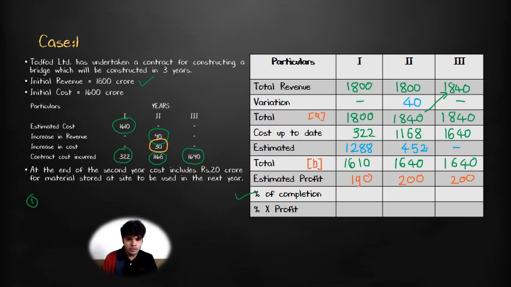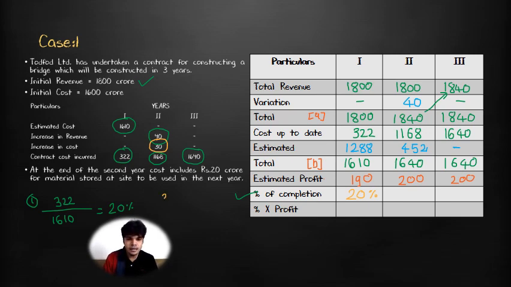Total cost up to the date, which was 322, divided by the total estimated cost of the contract. So I write 1610. As I do this, I will immediately know that this is 20%. Right? This is 20%. So let me write here percentage of completion is 20%.